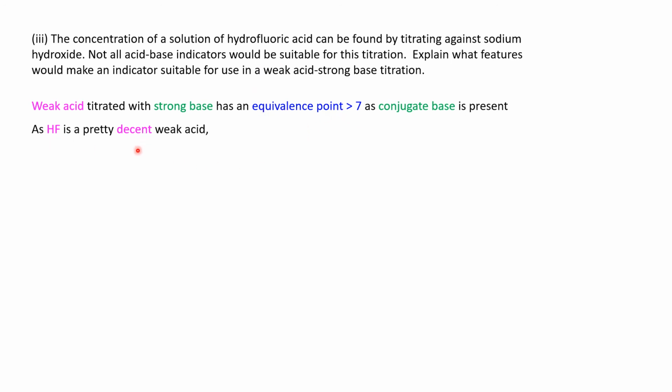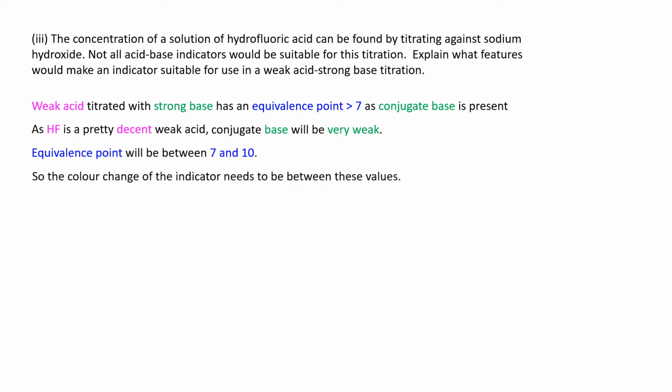Now, HF is a pretty good weak acid, which means its conjugate base fluoride will be a pretty bad weak base. So therefore, the equivalence point will be between about 7 and 10. It's got to be greater than 7, but it won't be hugely greater than 10 because it's a very, very weak base. So you want the color change of the indicator to be between 7 and 10.